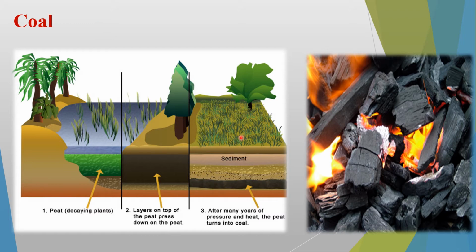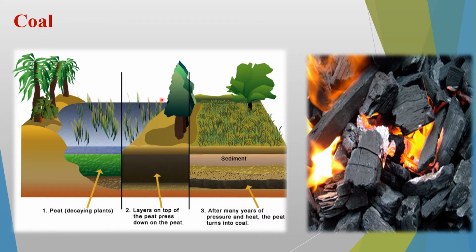Coal is abundant on Earth and it is mostly found below the Earth. It takes millions of years to form coal because it is formed by buried remains of ancient swamp plants. You can see that here: decaying plants, and there is a layer on top of the peat, pressing down on the peat, and after many years of pressure and heat the peat turns into coal. So it takes many years, it takes millions of years, so it is a slow process of formation of coal.